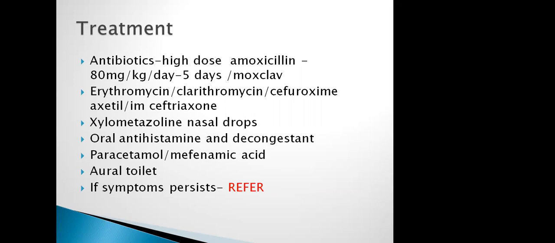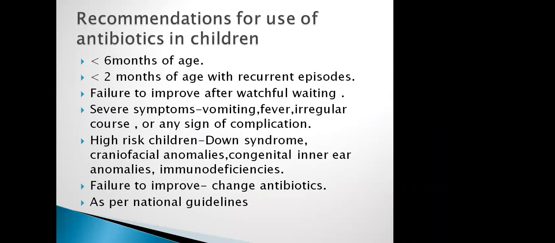In the pediatric age group, the indications of antibiotics will be if the child is less than 6 months of age, or if even after 2 days of watchful waiting the patient is having symptoms, or the patient initially presents with severe symptoms like vomiting, fever, and an irregular course. And if there is any sign of complications, go for an antibiotic. Also in high risk children. And if there is any failure to improve, always change the antibiotic.